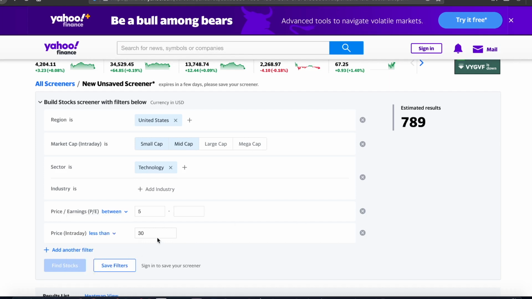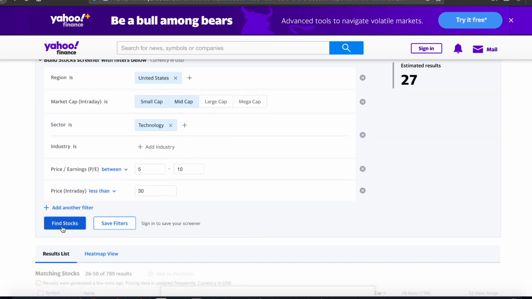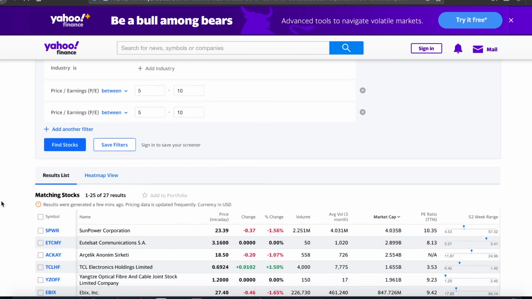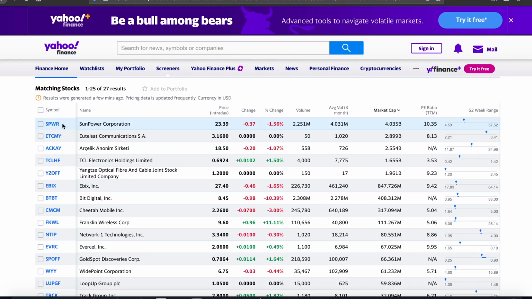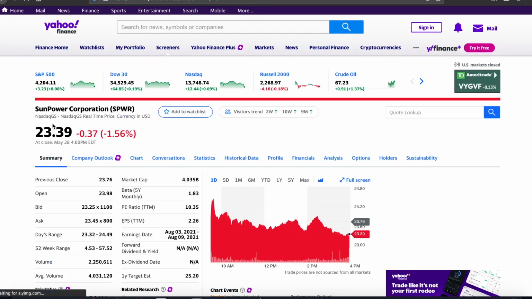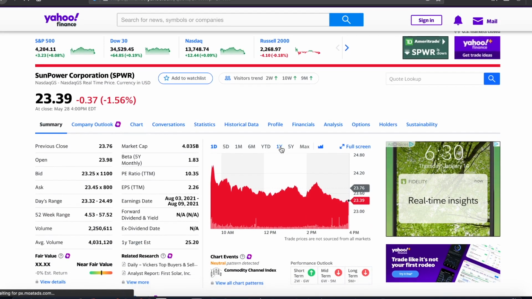So let's try between 5 and 10. All right, here we go. So this is much better. So we got 27. Let's just take a look at the first one, SunPower. Okay, so you see that they have their PE ratio at 10. Earnings per share at 226.